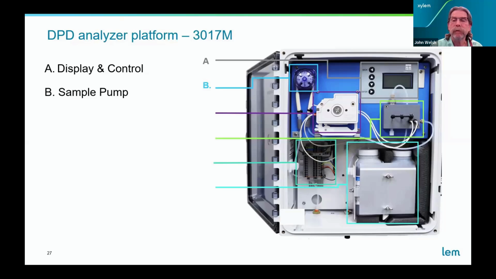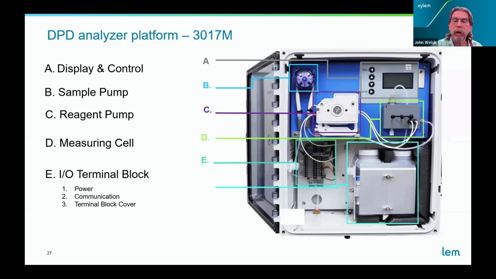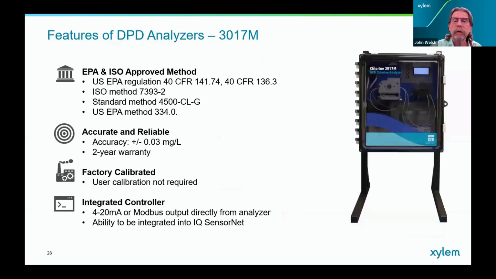There is a peristaltic sample pump that continuously flows sample through the flow cell. The reagent pump is also a peristaltic pump that injects the buffer and indicator at predetermined times. The measuring cell is where the DPD reaction occurs and chlorine concentration is determined by absorbance of light from a 525 nanometer light source. This is the terminal block where power and communication connections are made. And then lastly, a compartment where the indicator and buffer reagents are housed.